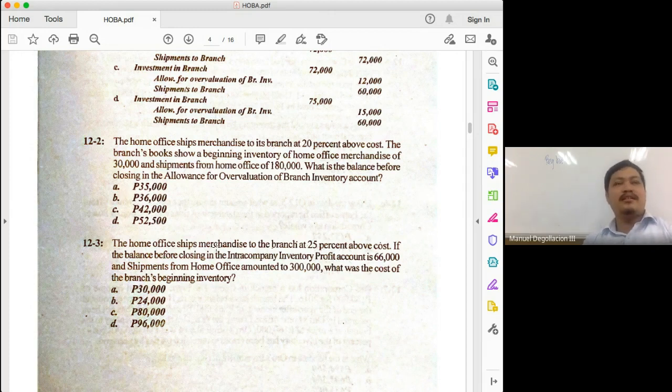Again, what is our TGAS? Beginning inventory plus shipments from home office. You may include purchases. It does not matter because your purchases do not have any markup. Okay? So, if you're asked for the before closing, before adjustment balance of your allowance, what is it asking from you? It is asking from you the markup on the beginning and the markup on the shipments. Or simply, it is asking for the markup on your total goods available for sale.